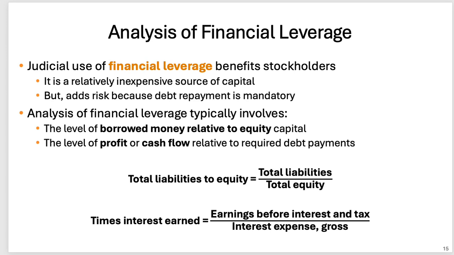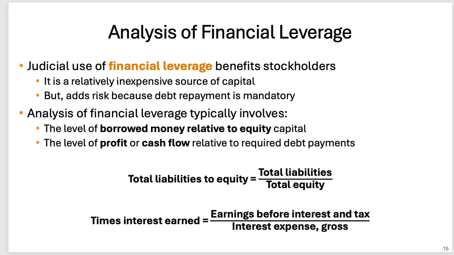And so when you analyze the level of financial leverage that's revealed in a financial statement, part of that becomes balancing out and trying to figure out what is the balance of the level of borrowed money relative to equity, and what is the cash flow or the level of profit that's required to make those debt payments without putting yourself on the hot seat, right? So you can see there, total liabilities to equity, pretty easy to figure out, right? Total liabilities divided by total equity.